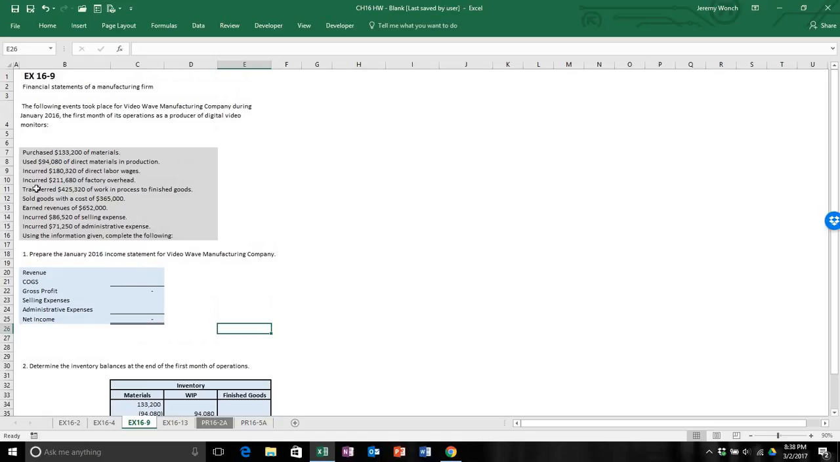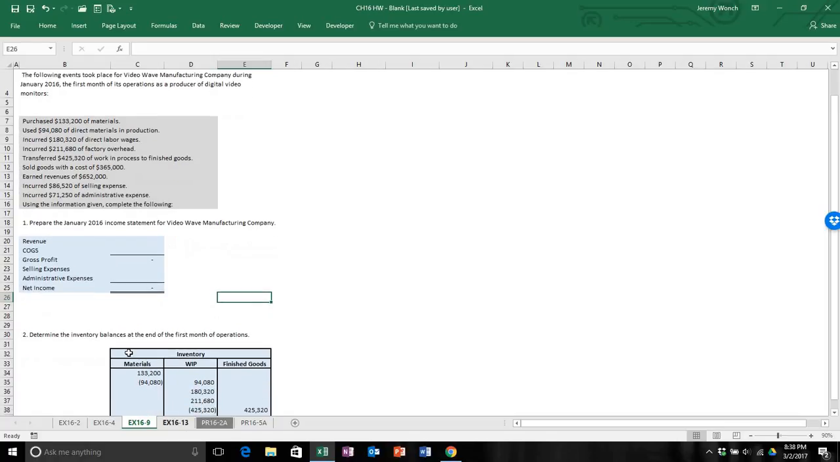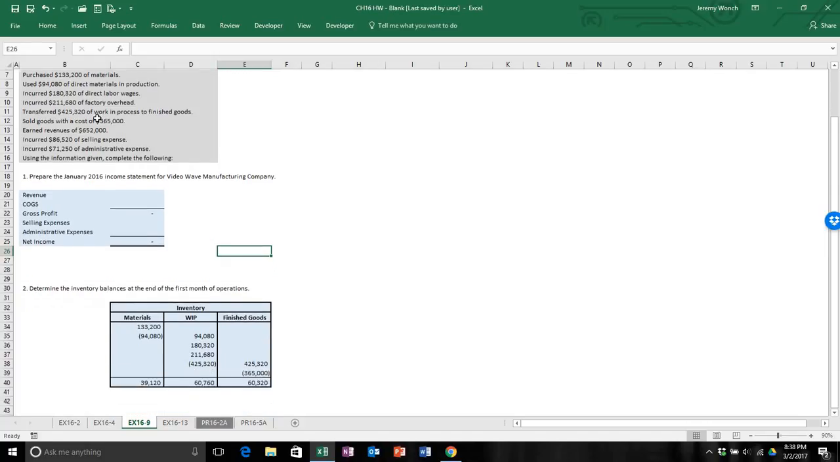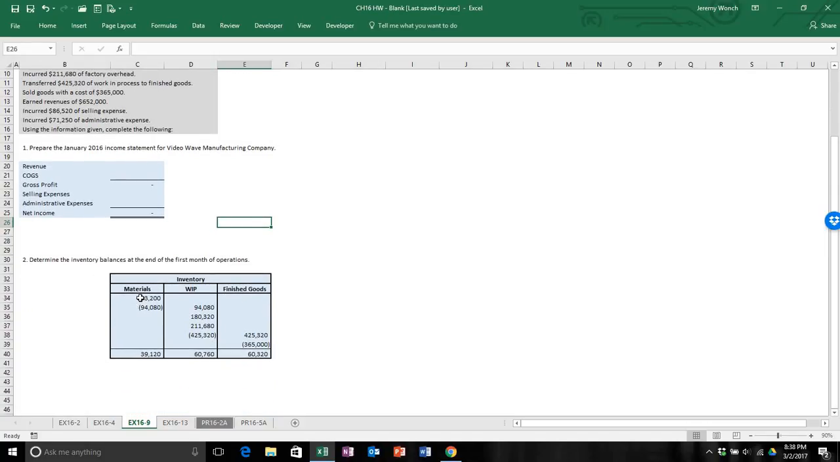So let's just walk through these line by line, and what we'll do is we're actually going to do number 1 and number 2 at the same time. And so we purchased 133,000 of materials. And so when we purchase materials, if we go down here, that's going to go into our materials inventory right here.